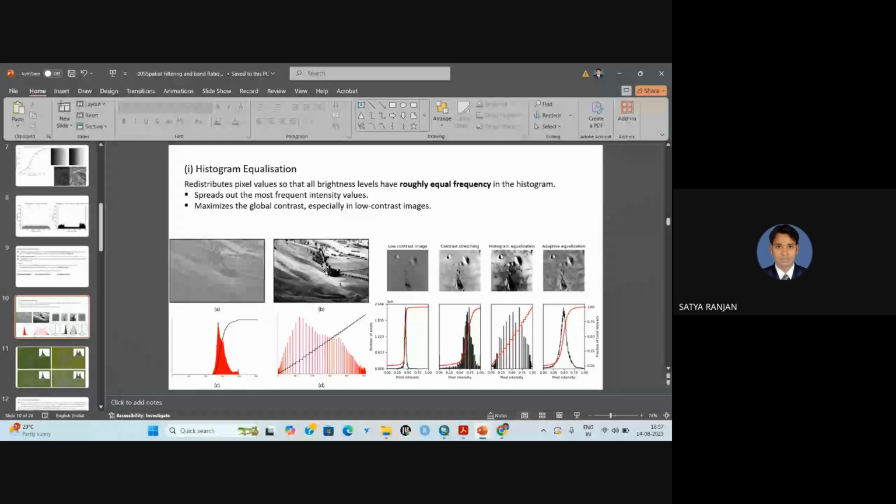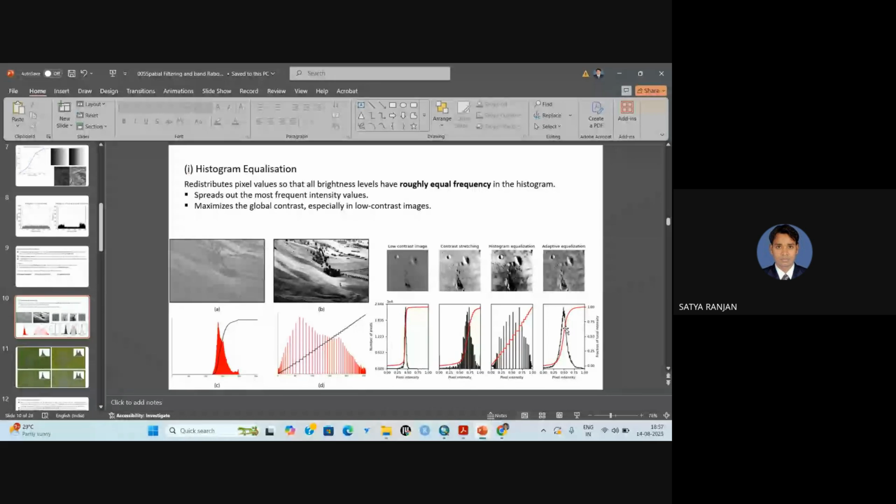So first is the histogram equalization. In histogram equalization, pixel values are redistributed so that all brightness levels have roughly equal frequency in the histogram. So basically, when the arrangement of the pixels is there, it is redistributed and roughly equal frequencies are there.